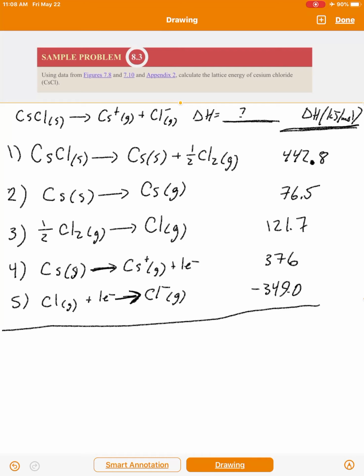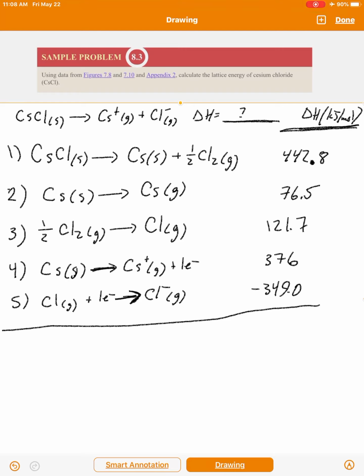So we figure it out using Hess's law, and this application of Hess's law is called the Born-Haber cycle. Okay, so let's take a look at it for cesium chloride. Now, as you do these problems, you might want to look at the picture that's in your textbook, figure 8.6. That gives you a whole picture of this whole Born-Haber cycle. But what I've done is I've selected all the reactions that we need and the delta H values from figures 7.8, 7.10, and appendix 2 to figure this out. But there's a couple of little details here that are nitty-gritty.